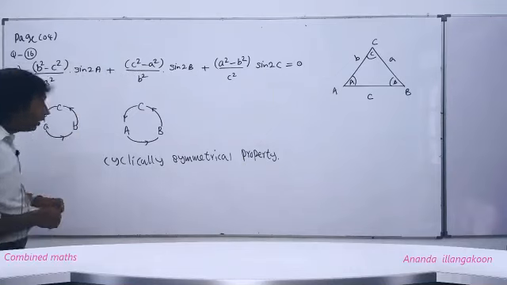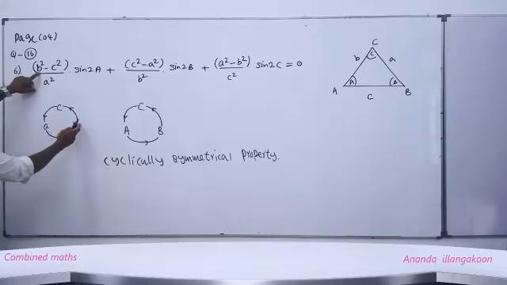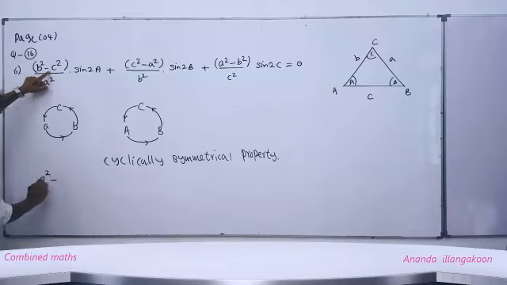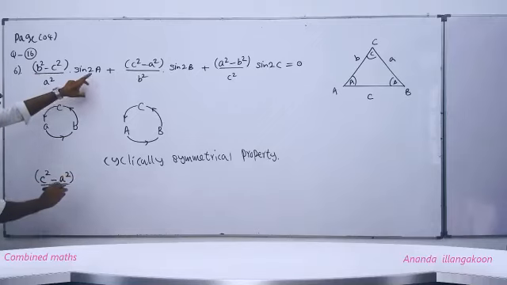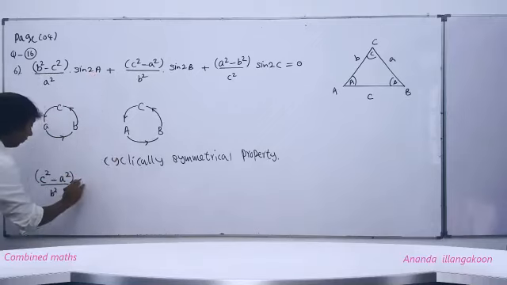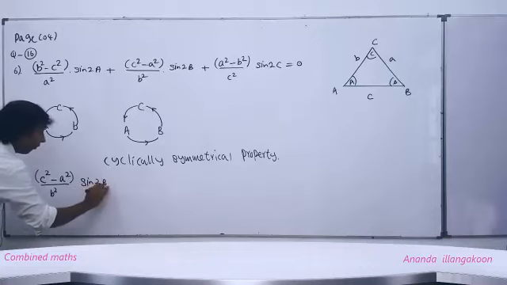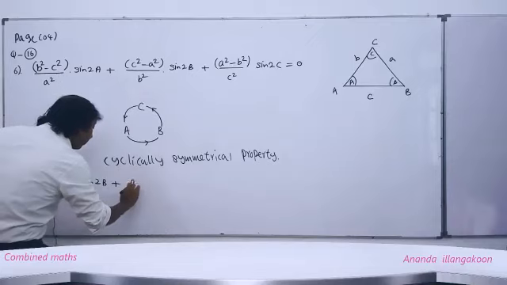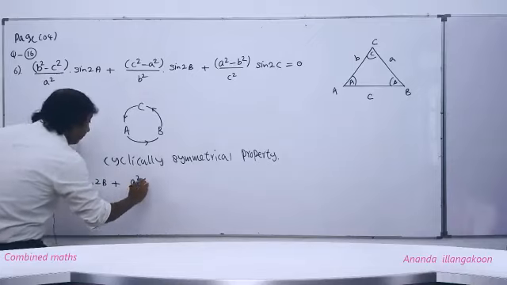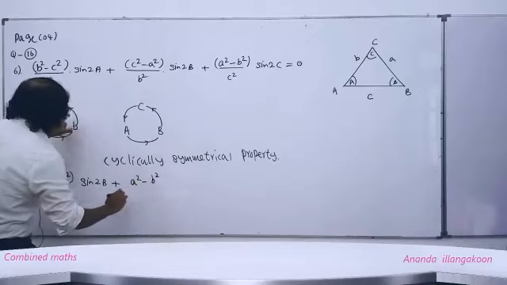I can show it like this now. For this b we put c, for this c we put a, for this a we put b. And here, capital A, we put B, sine 2B. For C we put A, for A we put B, for B we put C.